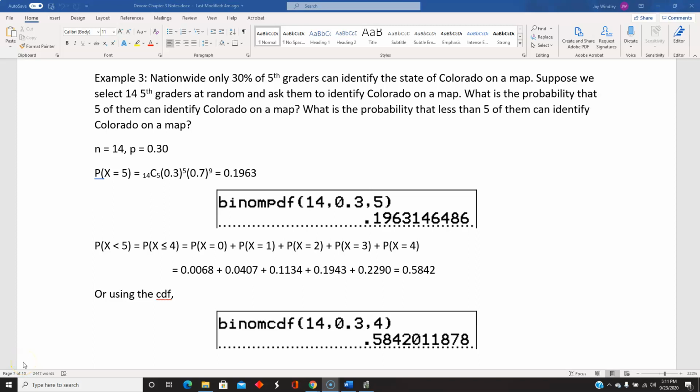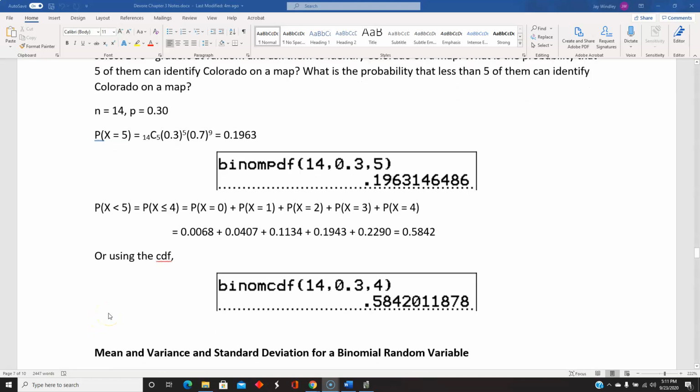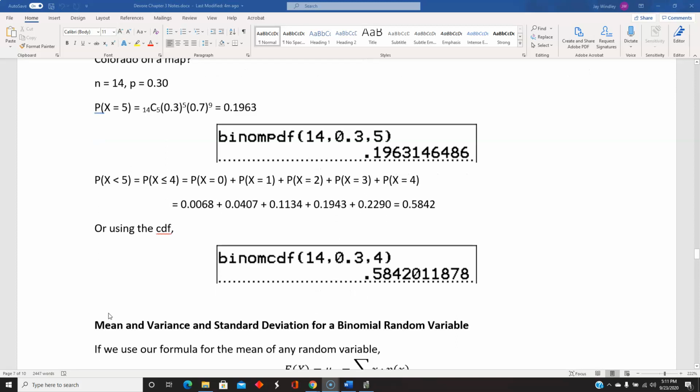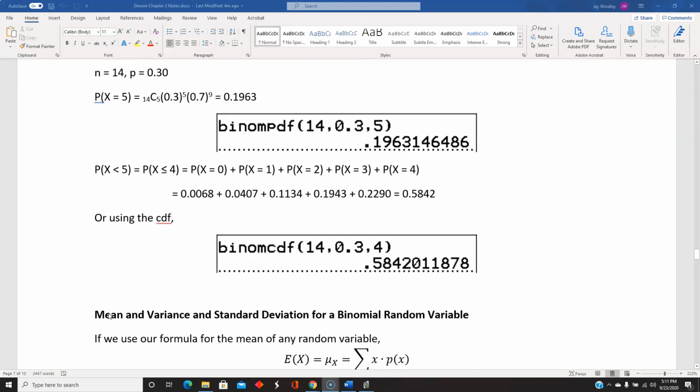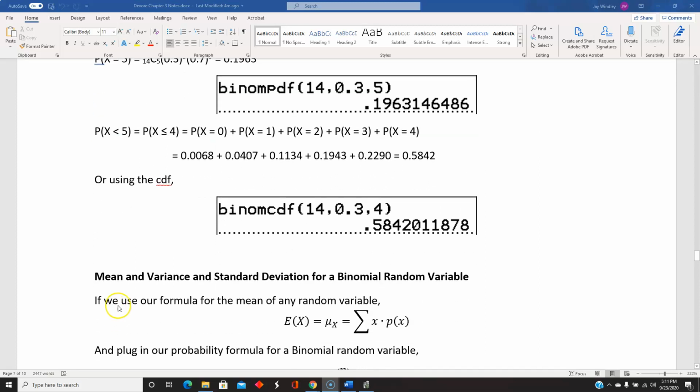So last time we were talking about the binomial distribution, the binomial random variable, and how to calculate some probabilities using the formula and using the function on the calculator. To wrap up the discussion of binomial, let's talk about the mean and the variance of a binomial random variable.